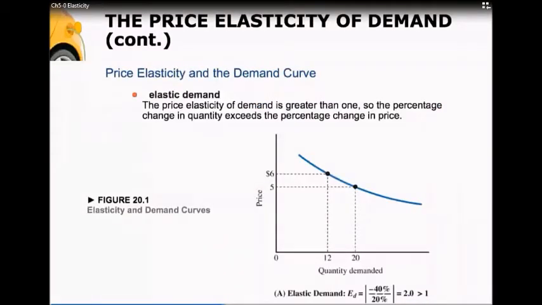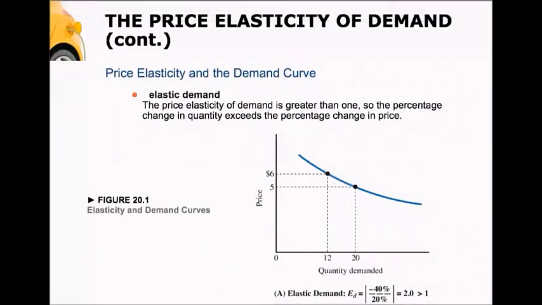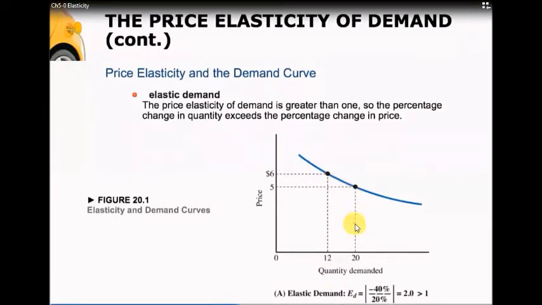Now let's look at a demand curve and look at whether we have what we call an elastic or an inelastic demand curve. Here's our demand curve, and we can look at 2 different points. This point where the price is $6 and this point where the price is $5. And at this point, the quantity demanded is 12, and at this point, the quantity demanded is 20. So what's the price elasticity of demand?